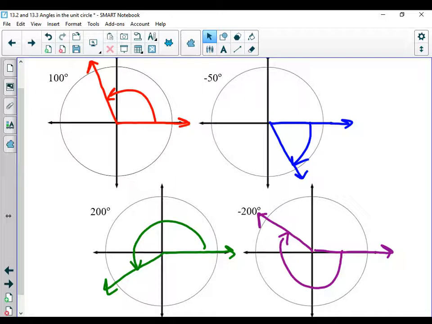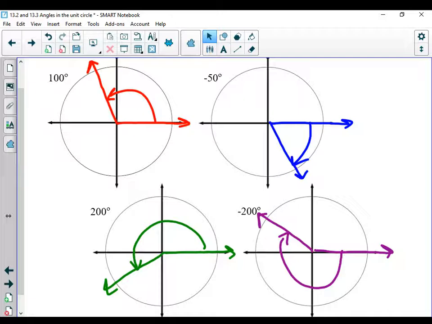Okay, so let's go ahead and look at negative 50 degrees for a second. What if I asked you to tell me another angle, if I didn't have the arrow pointing down, just another angle that would look like that? What would you tell me? If I didn't have this here, what would be another angle that would look like that?